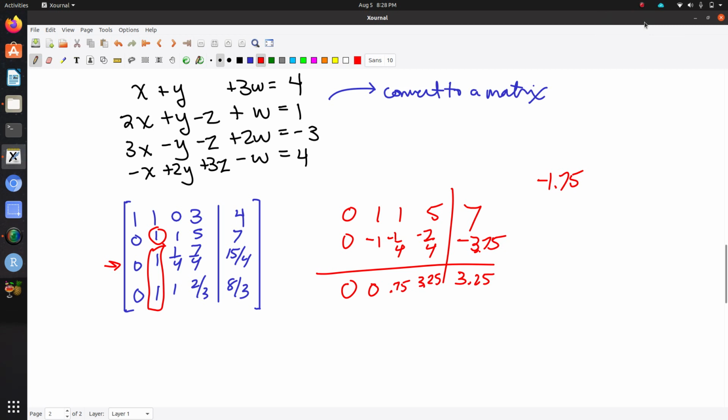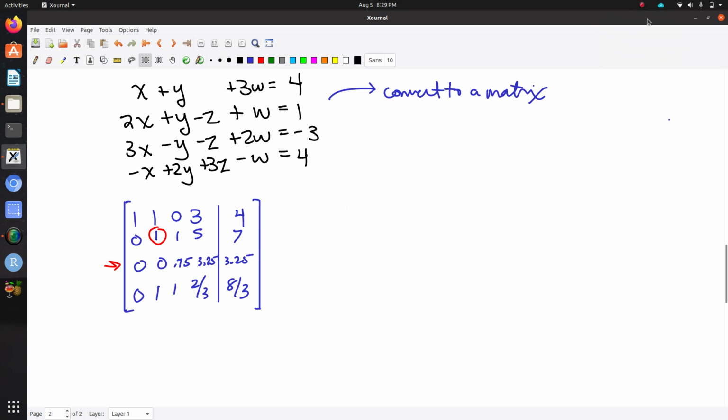Okay, so I'm going to get rid of these guys and replace it with 0, 0, 0.75, 3.25, 3.25, and I'm going to do something similar on the next row. I know. Why don't you tell me what the next row should be? Pause the video and you tell me.